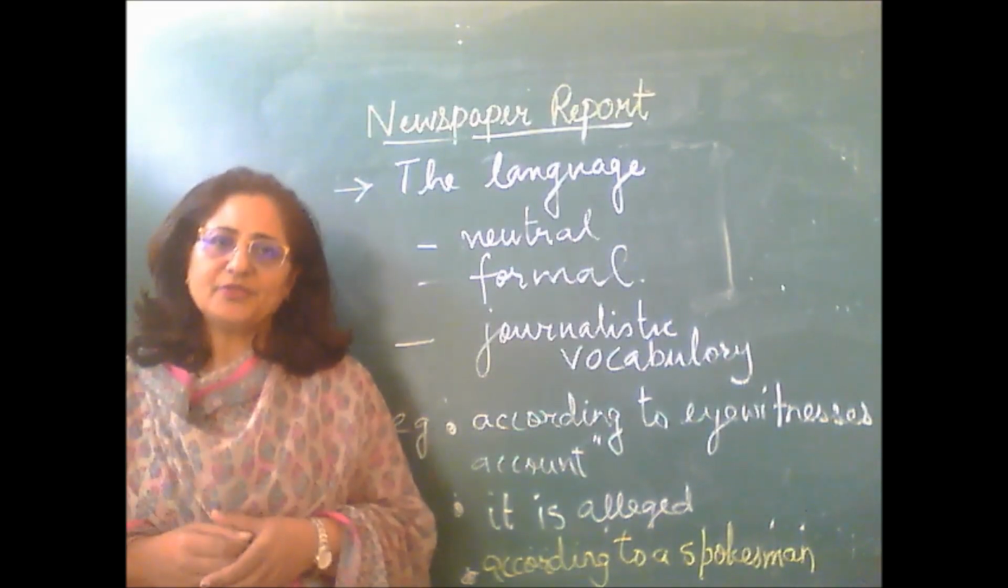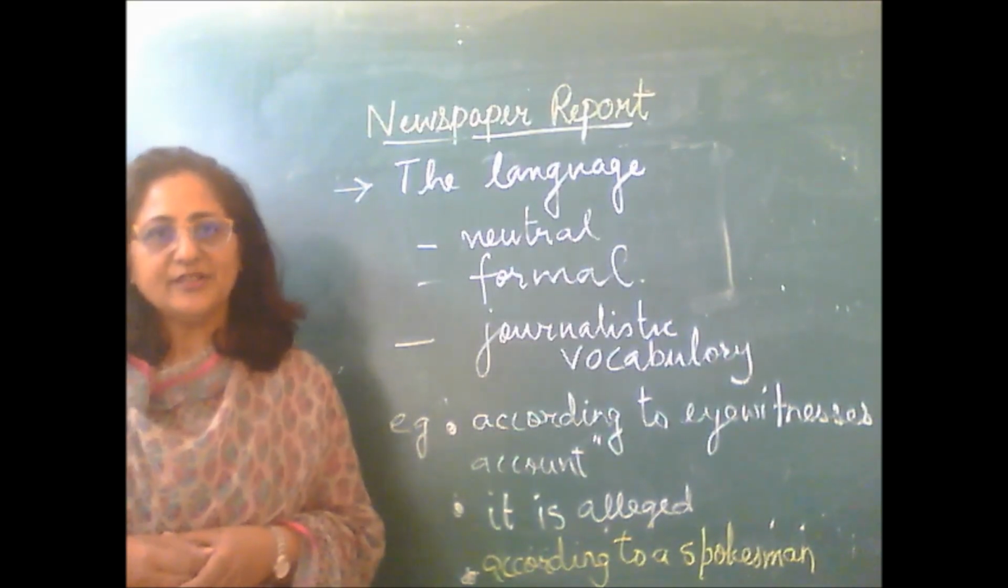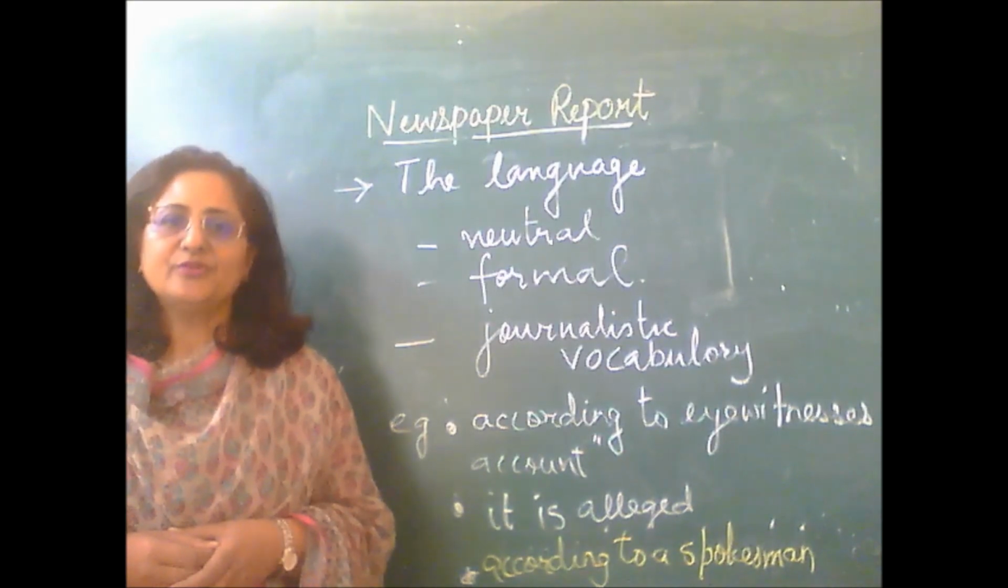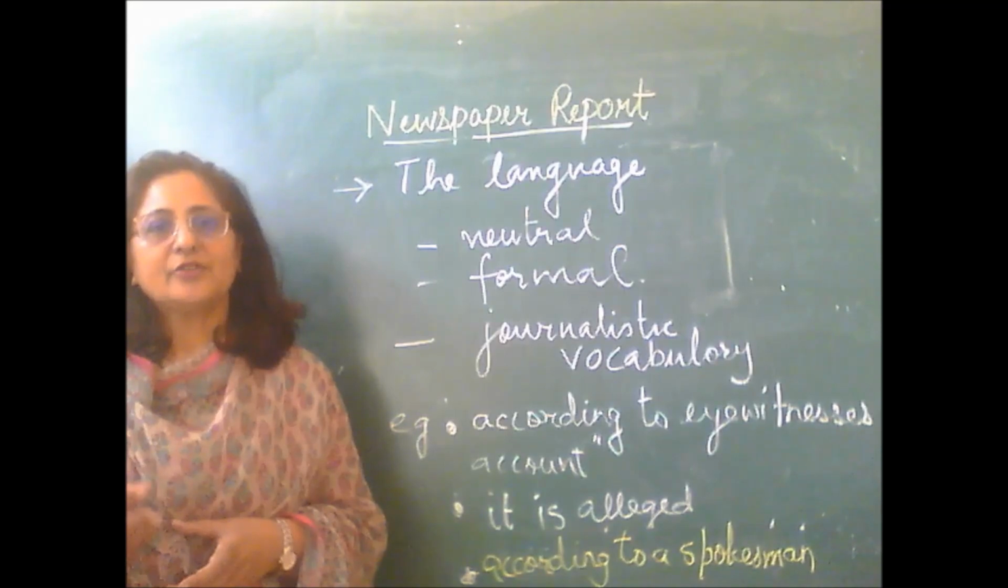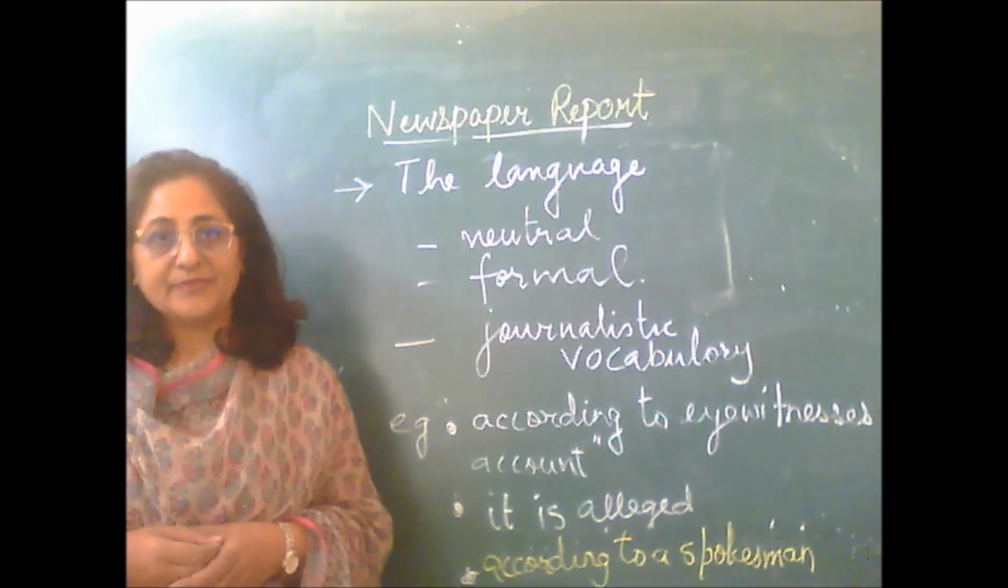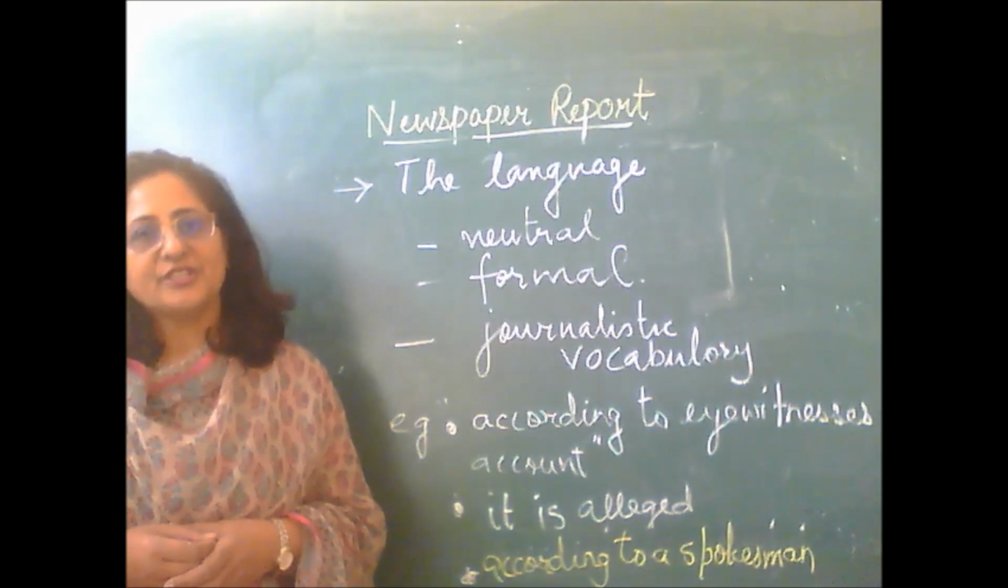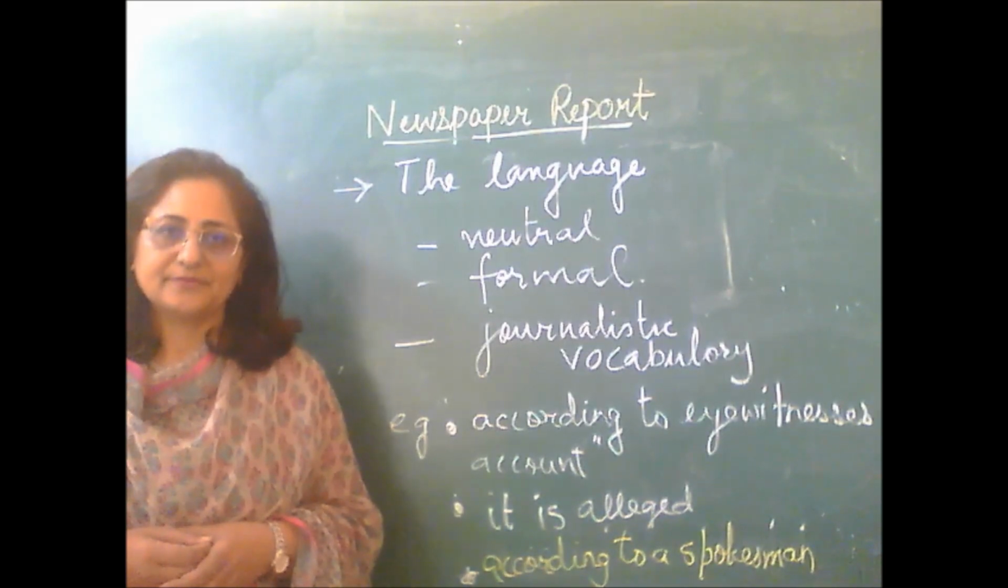When writing the report, the language should be neutral, formal, and it should include journalistic vocabulary. For example, according to eyewitnesses' account, it is alleged, according to a spokesman, and such like.